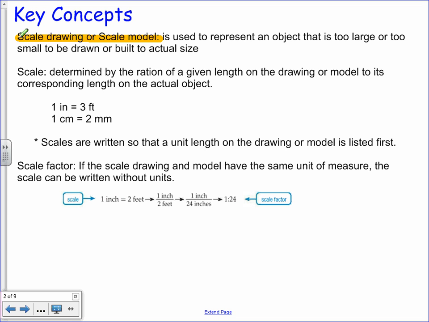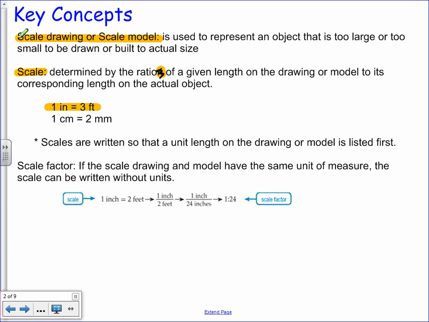Now the scale is determined by the ratio of a given length on the drawing or model to its corresponding length on the actual object. So if we look here, here's a couple examples of scales. On a scale, 1 inch could equal 3 feet. So on your scale, you have 1 inch, and in your actual model, that represents 3 feet. Or we could have 1 centimeter equals 2 millimeters.